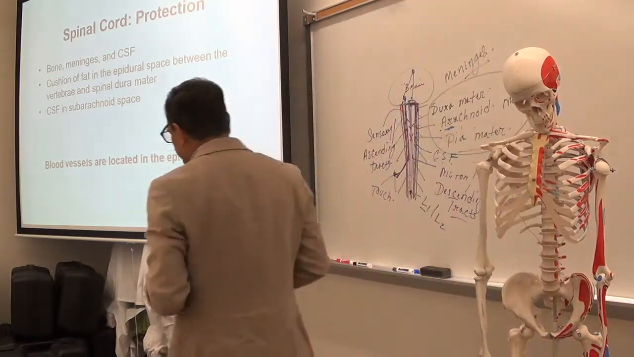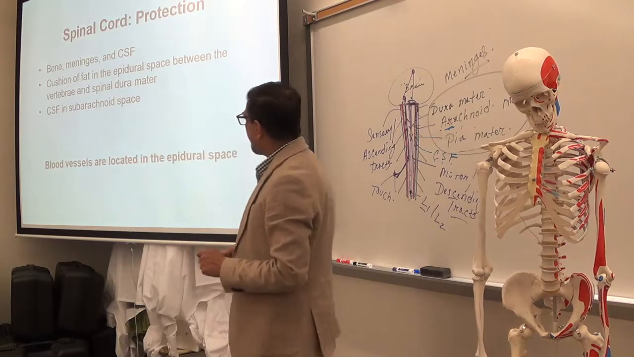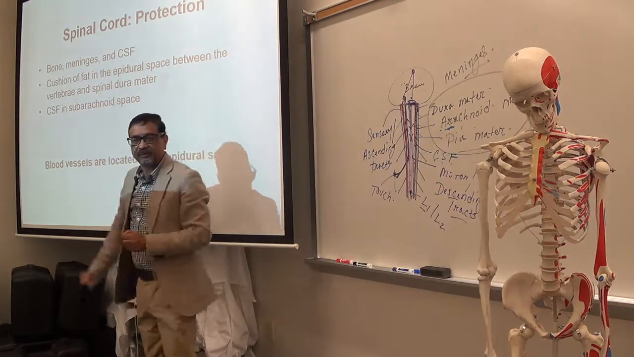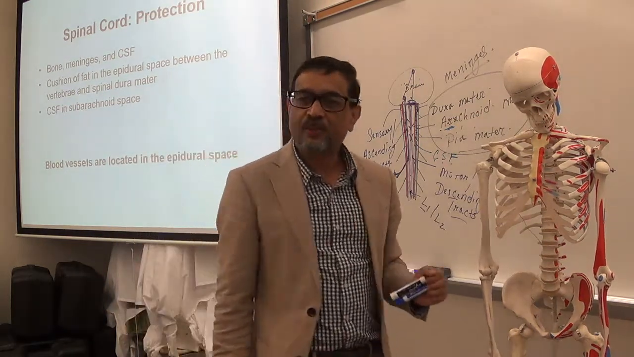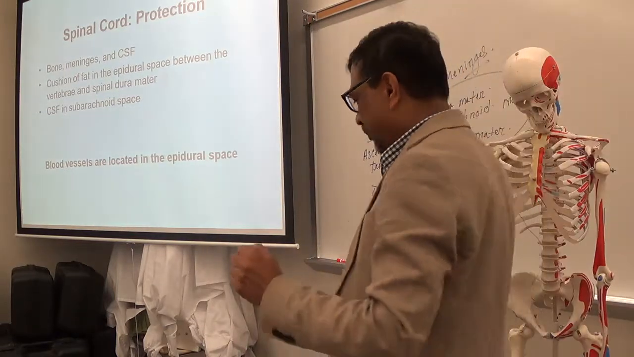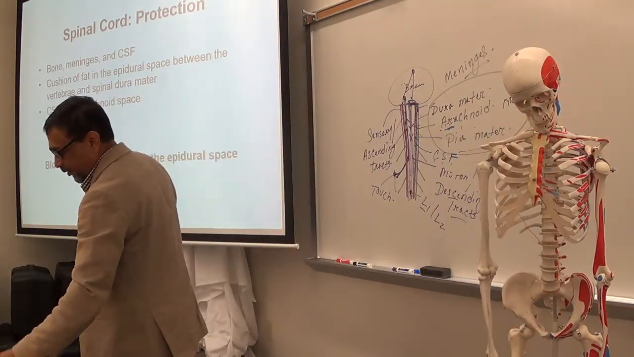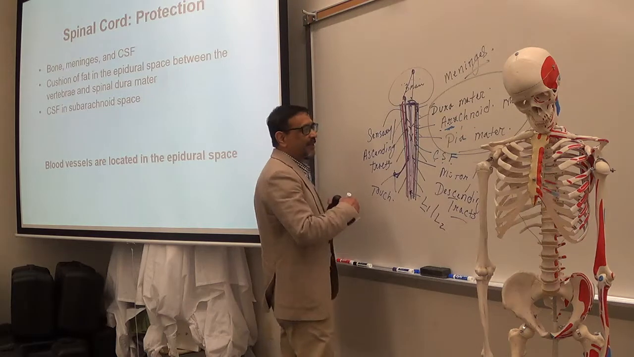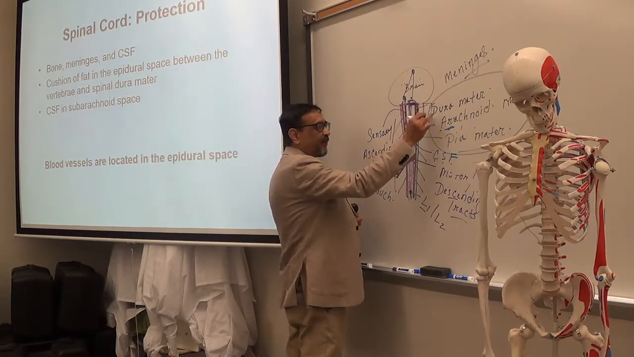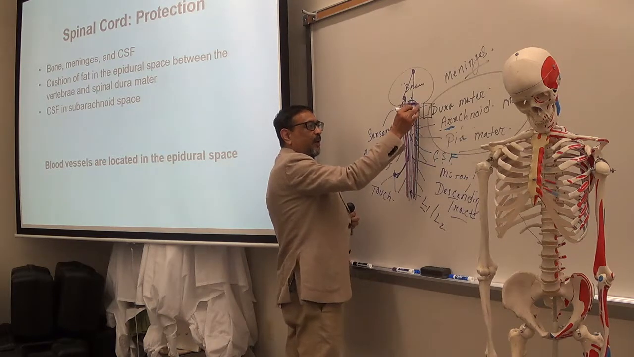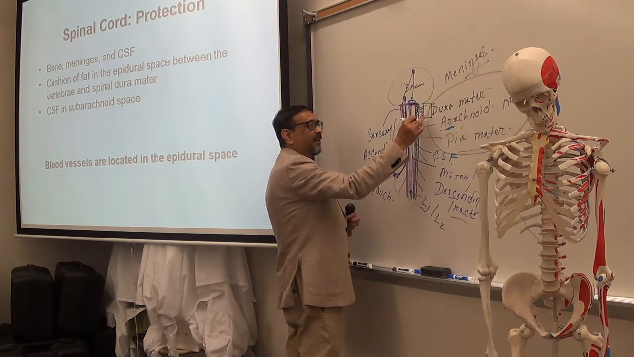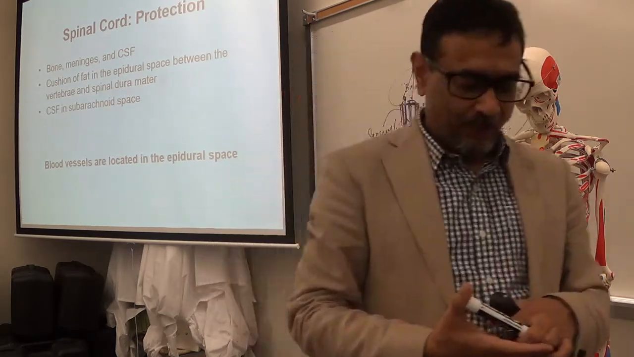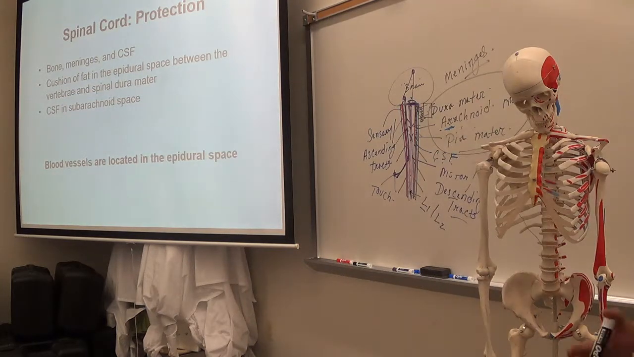Now, the last one. You also have fat around the spinal cord. So fat also provides protection. And fat is located in the epidural space. That means between the bone and the dura mater, if this is the bone and this is the dura mater, you have fat here. That is called epidural fat. So those are the protections of the spinal cord.